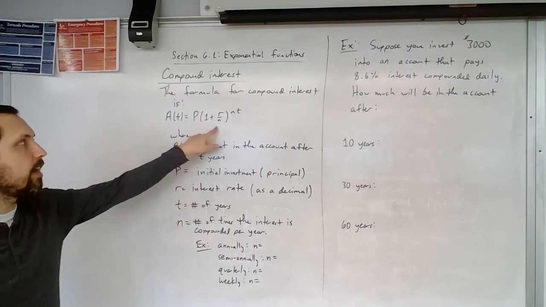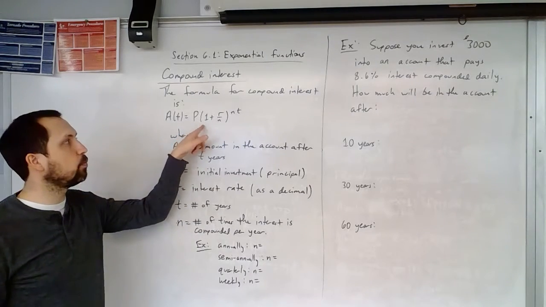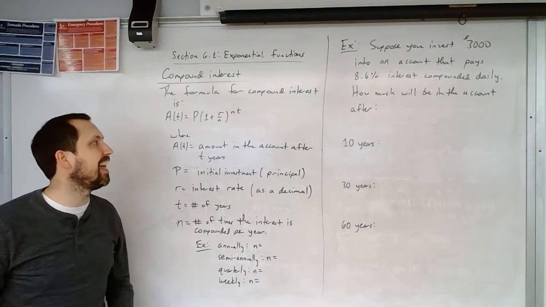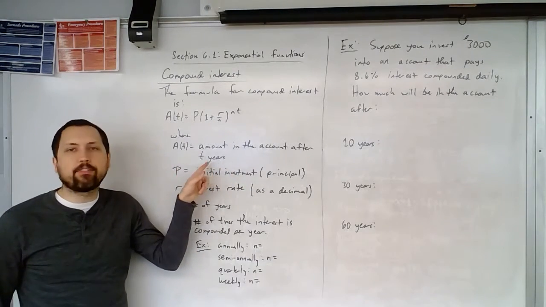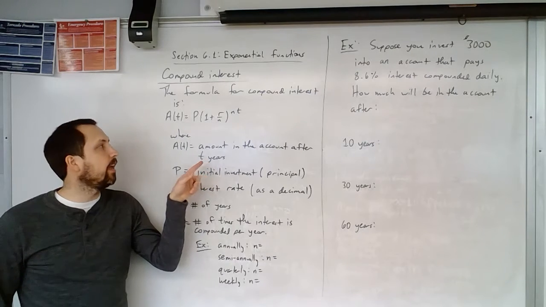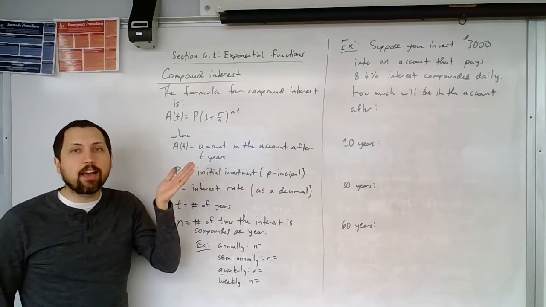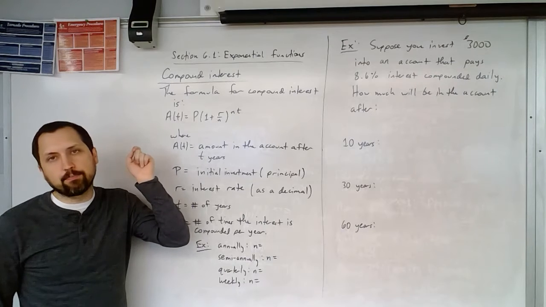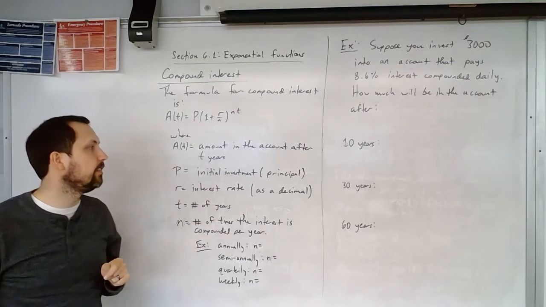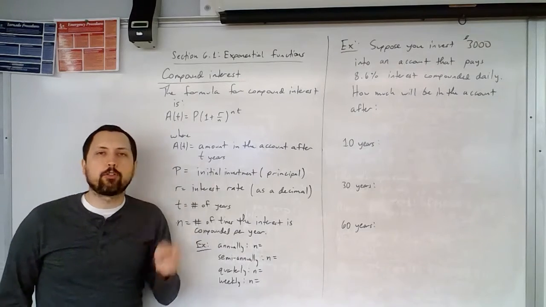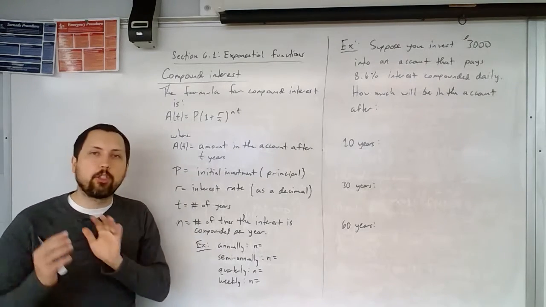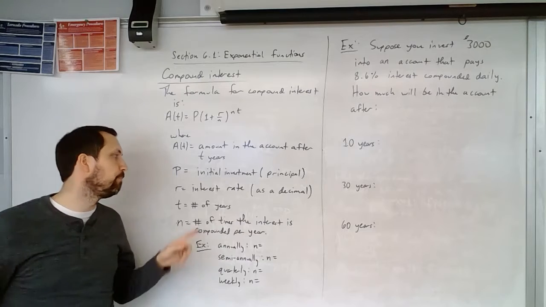Then that means there's a whole lot of letters over here. So I have P times (1 plus r over n) raised to the nt. This A of t corresponds to the amount in the account after t years. So say at 5 years later, this would be A of 5. Okay, total amount in the account after t years. P is this initial investment. It's called P because it's also called the principal. So this is how much you initially put into the account.